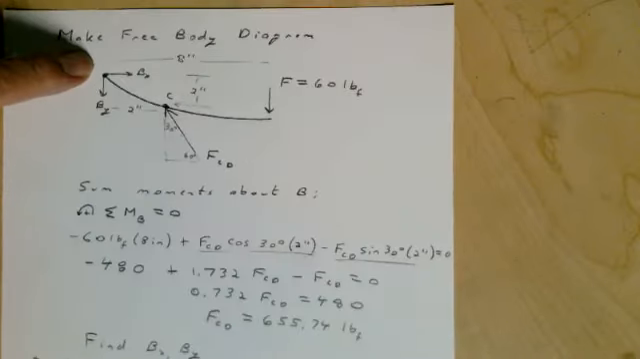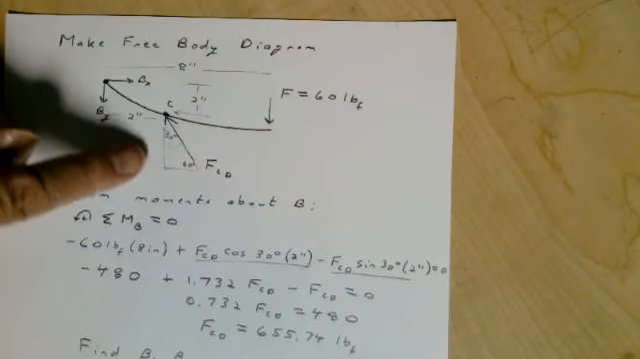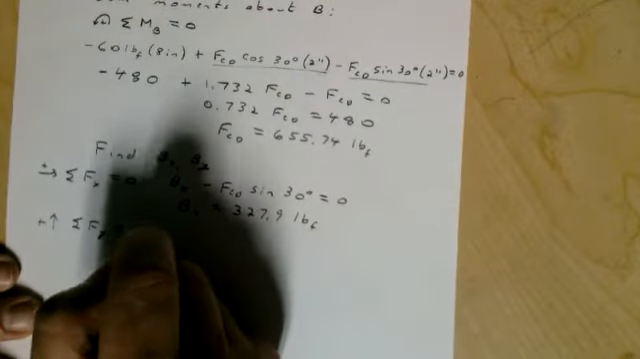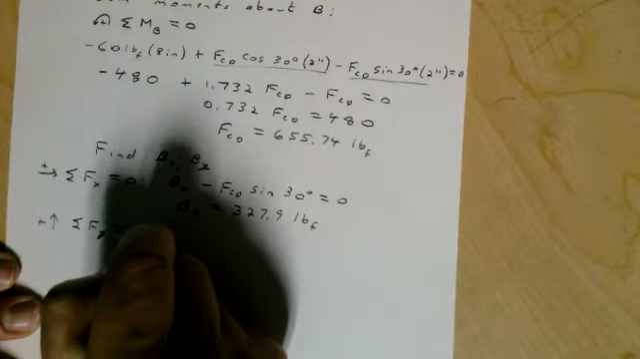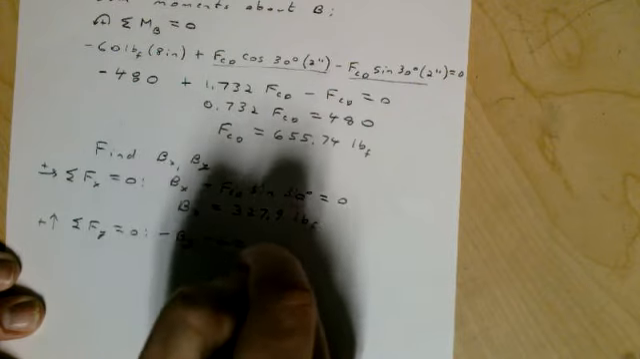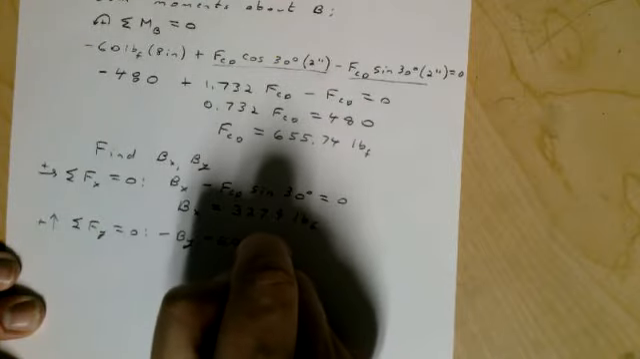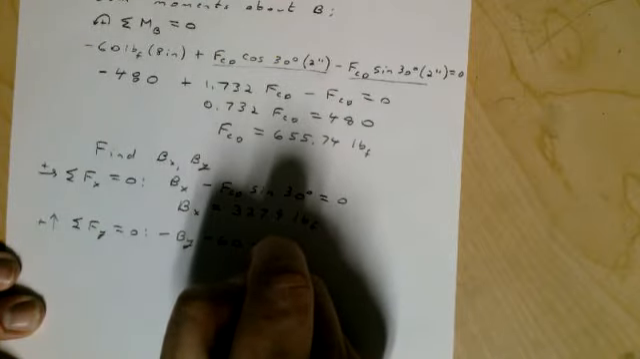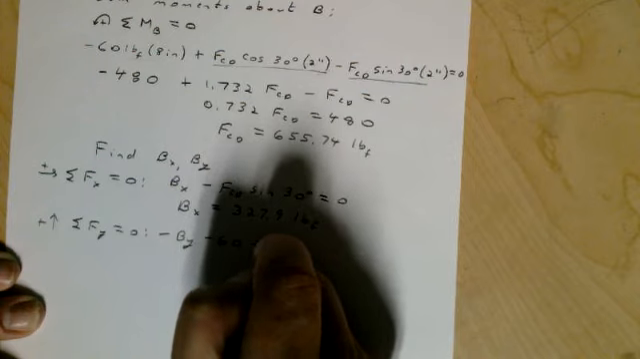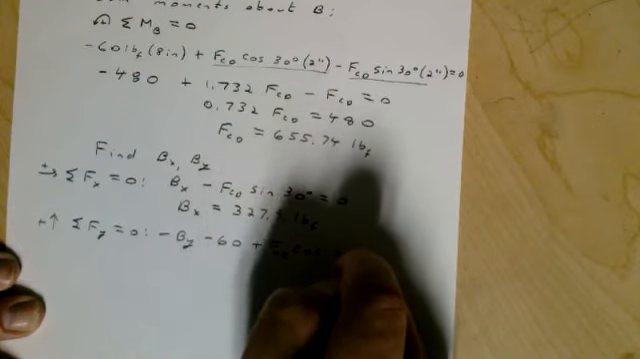And so once again, the force in the Y direction is going to be BY, the 60, and the Y component of this. And again, the Y component of FCD is going to be FCD cos 30 degrees.